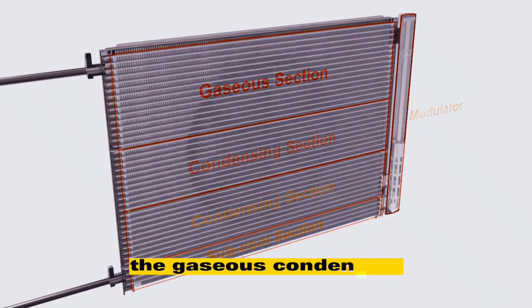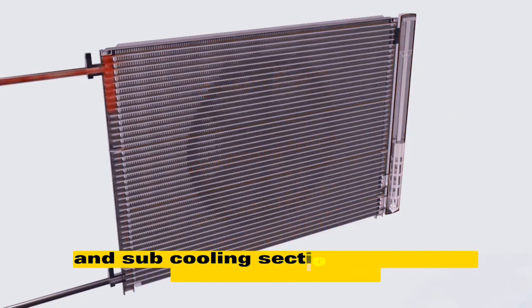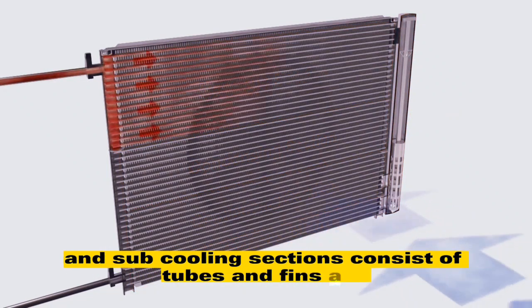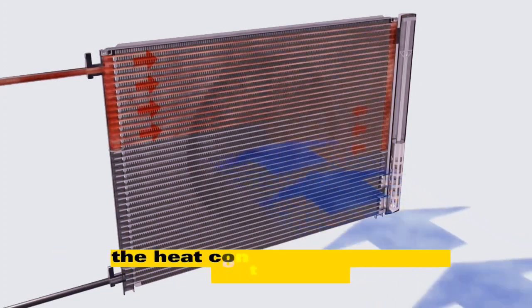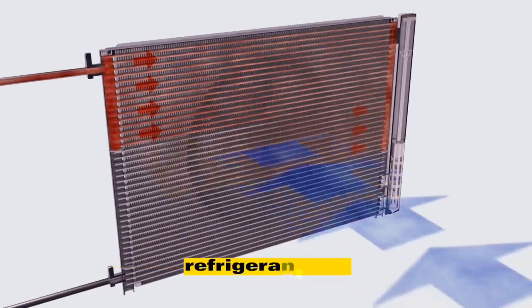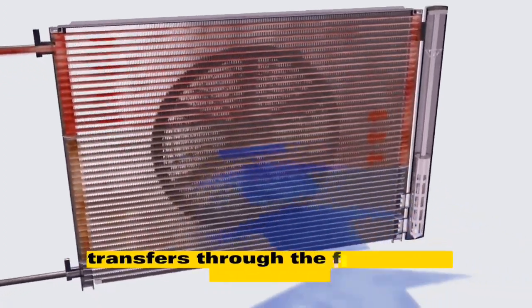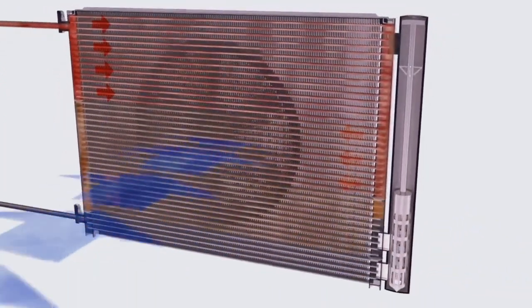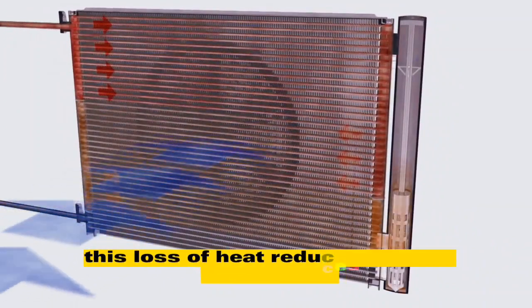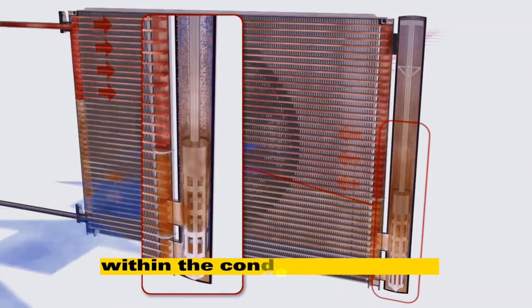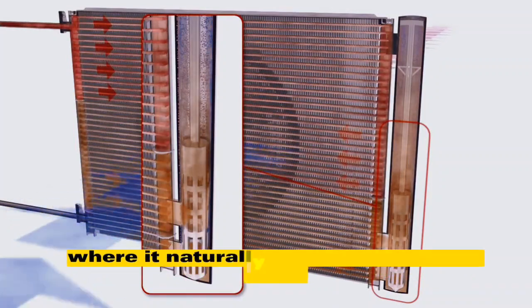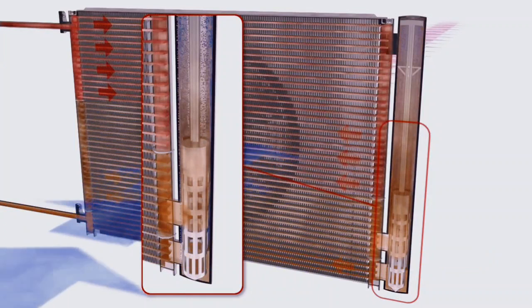The gaseous condensing and subcooling sections consist of tubes and fins, and, as the refrigerant passes through the gaseous section, the heat contained in the high-temperature refrigerant gas transfers through the fins to the outside air. This loss of heat reduces the gas temperature, which allows the gas to condense within the condensing section, where it naturally changes state to a liquid.